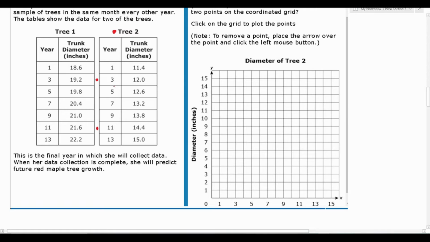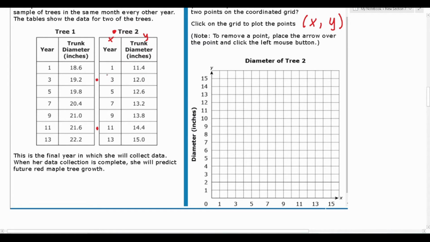is nothing more than ordered pairs. And ordered pairs are always of the form x, y. And if we take a look at our chart here, we can see that diameter runs along the y-axis, so we know this is our y, and year runs along the x-axis, so we know this is our x.